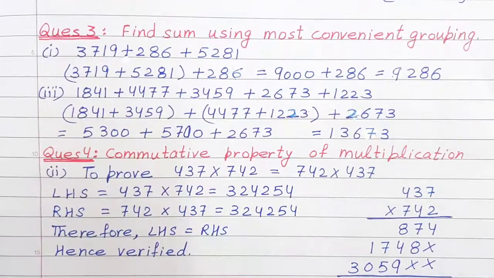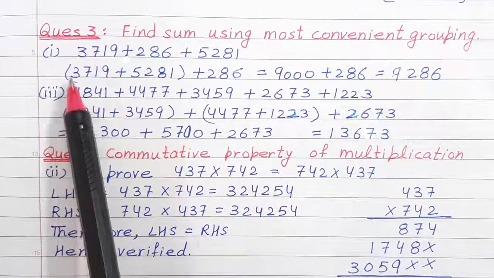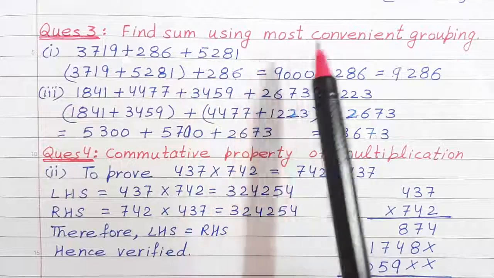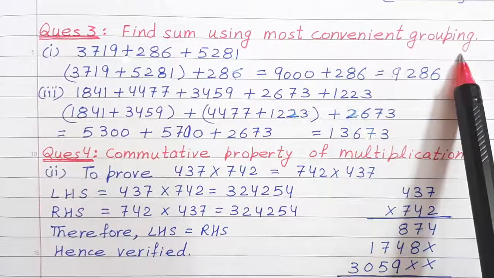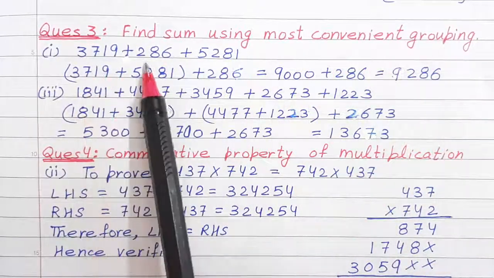Clear? Now question number 3 is, find sum using most convenient grouping. Now children, we need to group them.